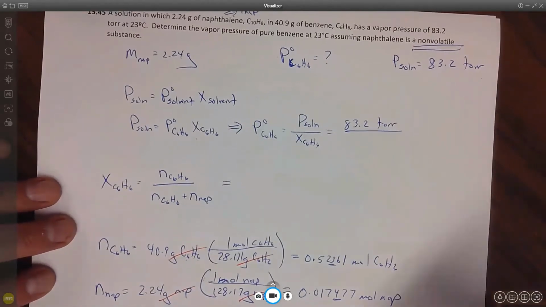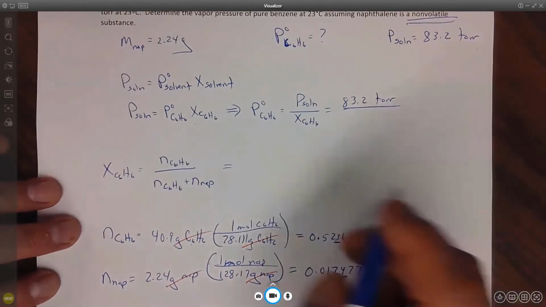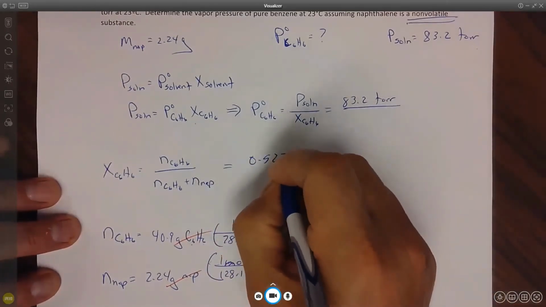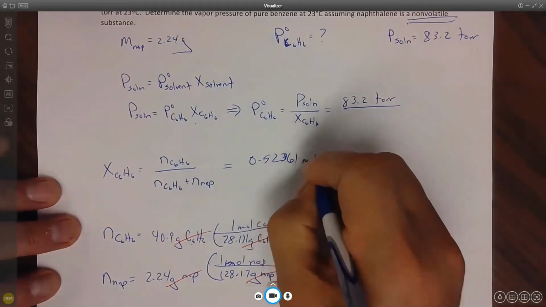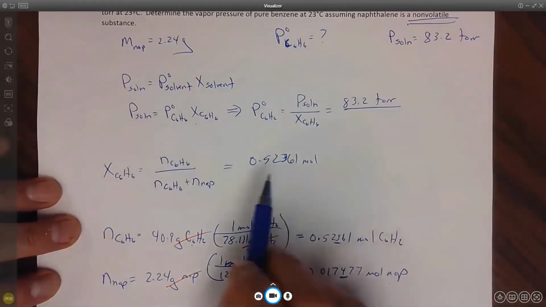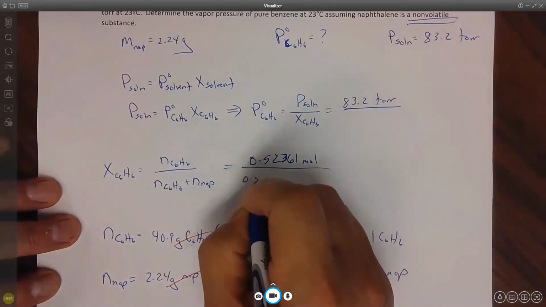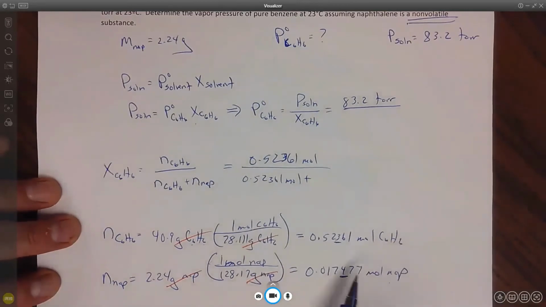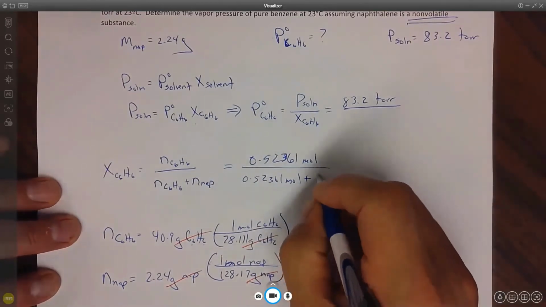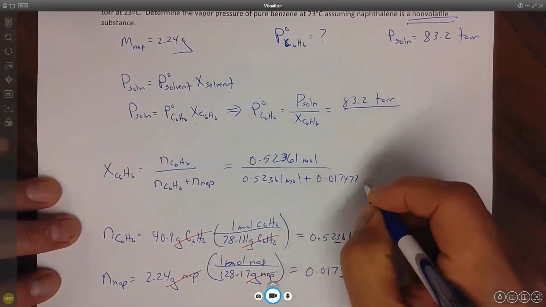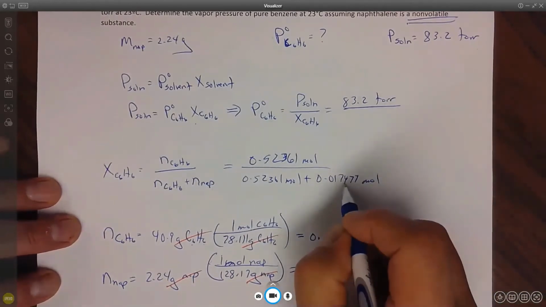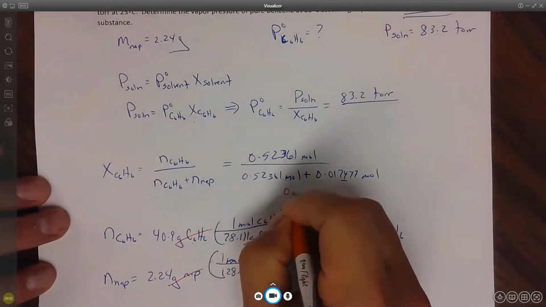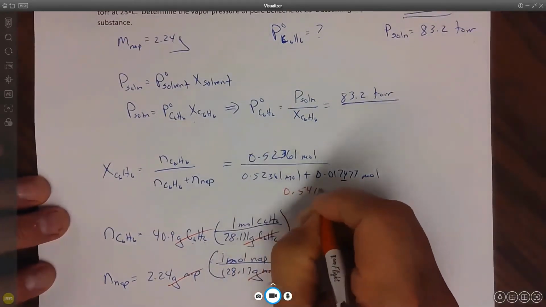So now we can plug that all into here. The moles of benzene we just determined to be 0.52331 moles. I'm going to ignore the units now because we know that this is going to end up being unitless. Again, now it's the moles of our solvent plus the moles of our solute. So this plus this is actually going to be equal to 0.54109 moles.